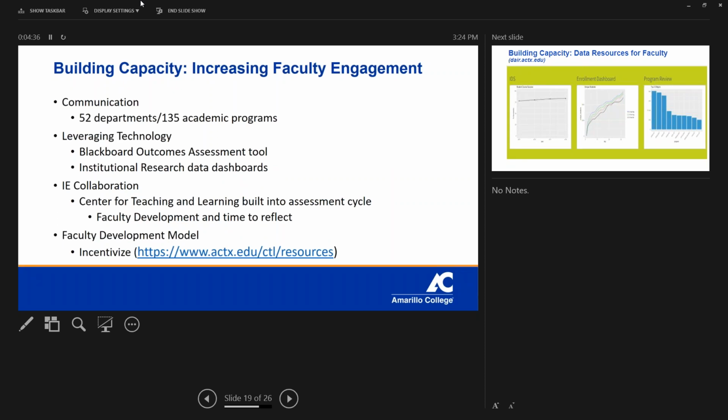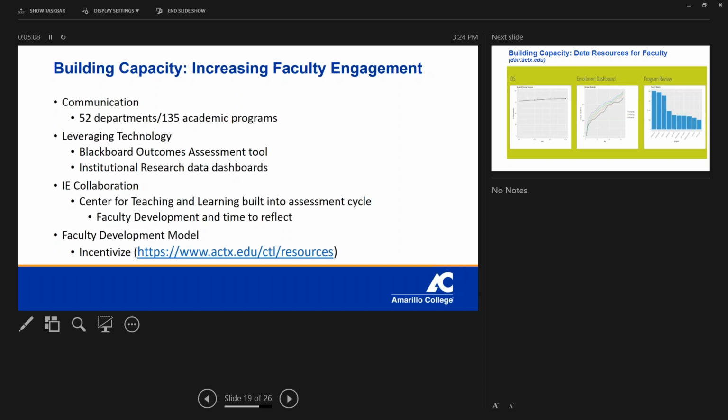So another important component of our assessment process is that we build capacity by increasing faculty engagement. When I first started out in this role in 2017, one of the first mistakes I made, a very easy mistake, was to talk with the academic leaders only for the most part, so with the chairs and coordinators. But it's very important that faculty are part of this process. They're teaching the classes. They need to have input. So communication was an important part for me in rolling this out.